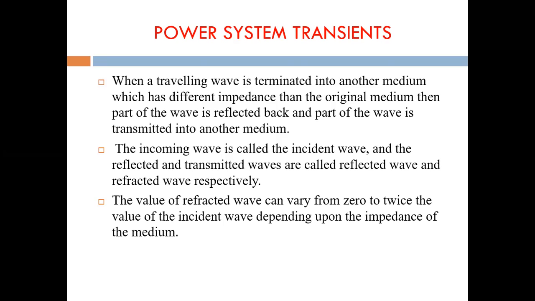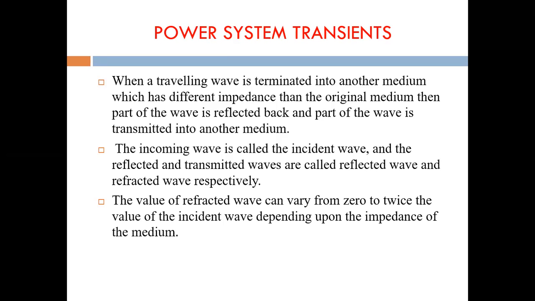Okay, the incident wave is reflected, that is, some part of the traveling wave goes back. That waveform is called the reflected wave. And the refracted wave means that some part of the wave is refracted into the transmission line. The following relations hold for the reflected wave in the negative direction.